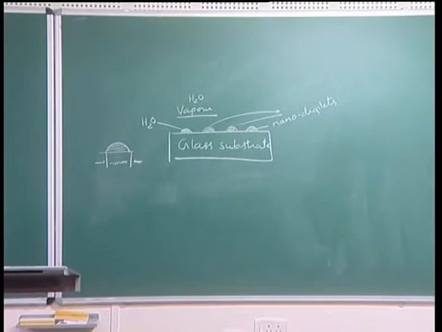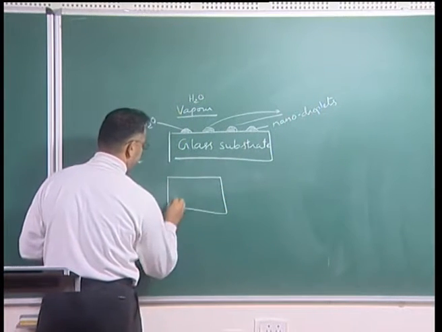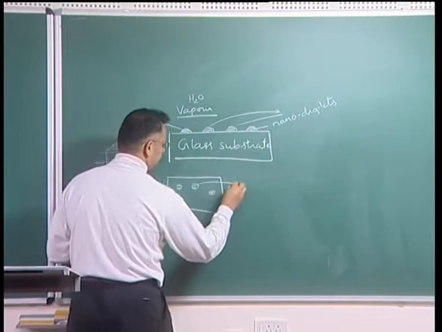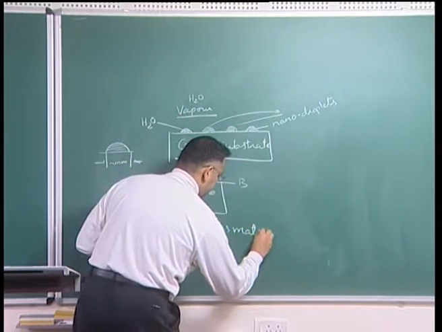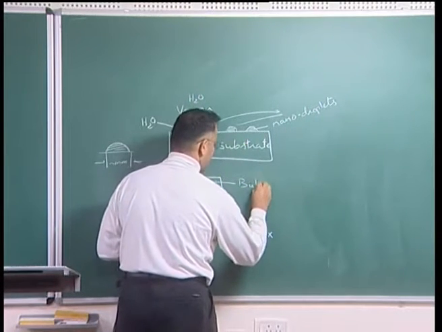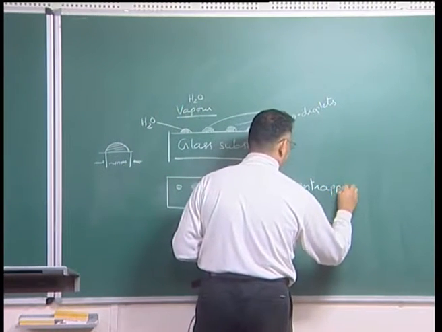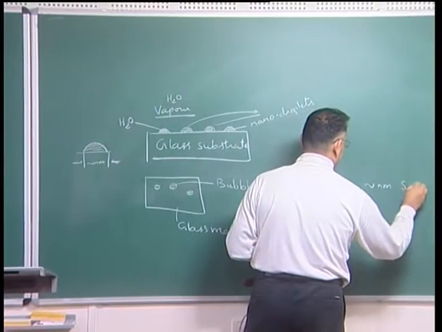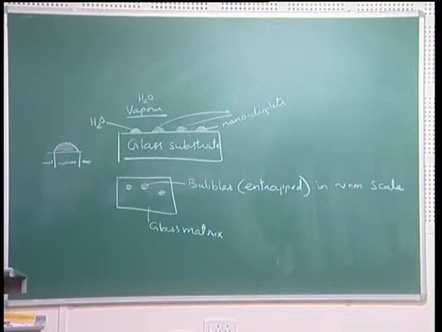Therefore, I can take each one of these entities in this picture and visualize that they are in the nanoscale. I can invert this problem, and I can take a glass substrate in which there are vapor phases in nanoscale. I can put small bubbles of water vapor. I am visualizing here certain gas bubbles or vapor bubbles which are entrapped in a glass matrix which are of the nanoscale.